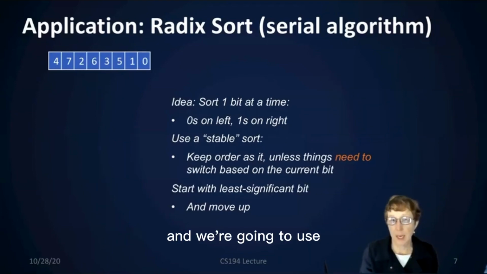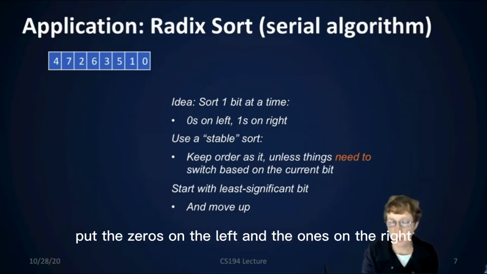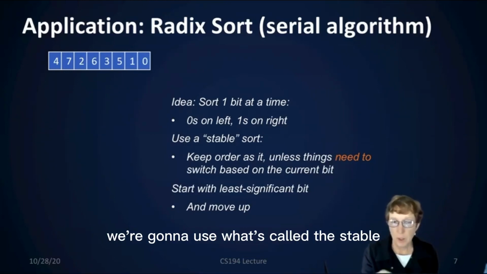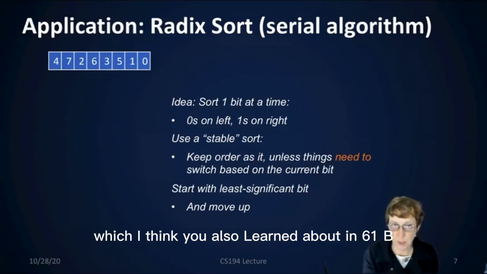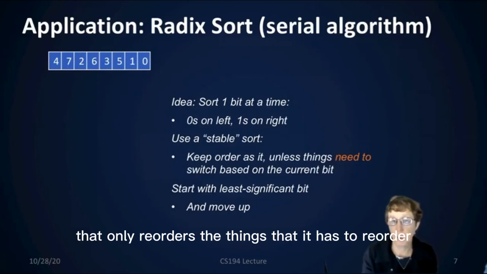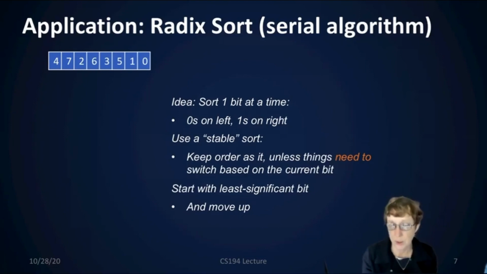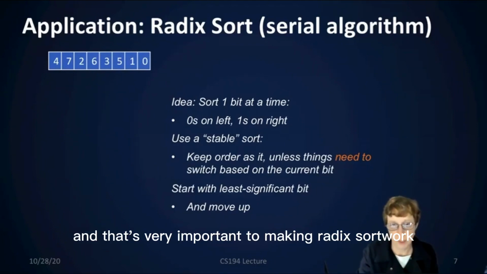When we do that one bit sort, which just puts the zeros on the left and the ones on the right, we're going to use what's called a stable sorting algorithm, which I think you also learned about in 61B. A stable sorting algorithm is one that only reorders the things that it has to reorder in order to make the list sorted. It leaves the order of everything else unchanged, and that's very important to making radix sort work.